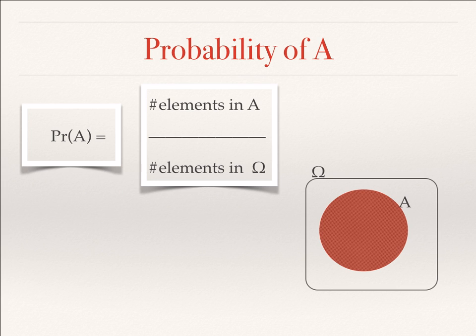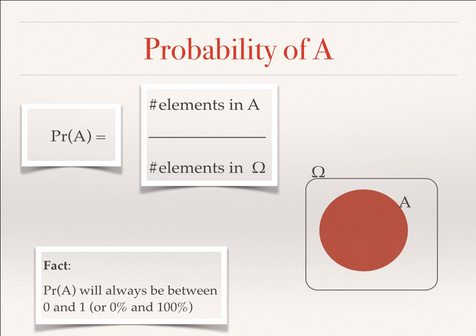Now, a consequence of this is the following fact, which you can see in the bottom left corner of the slides, namely that the probability of any generic event A is always going to be between two values, between the value 0 and the value 1. So a probability can never exceed the value 1 and can never go below the value 0.